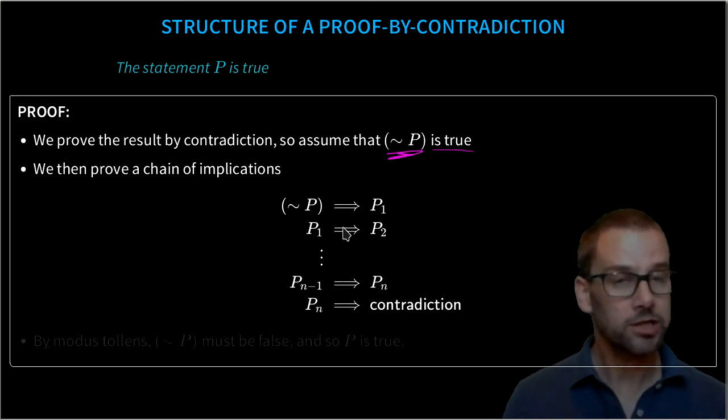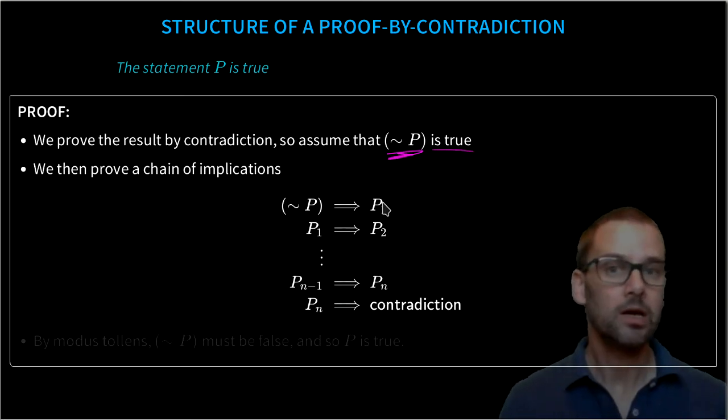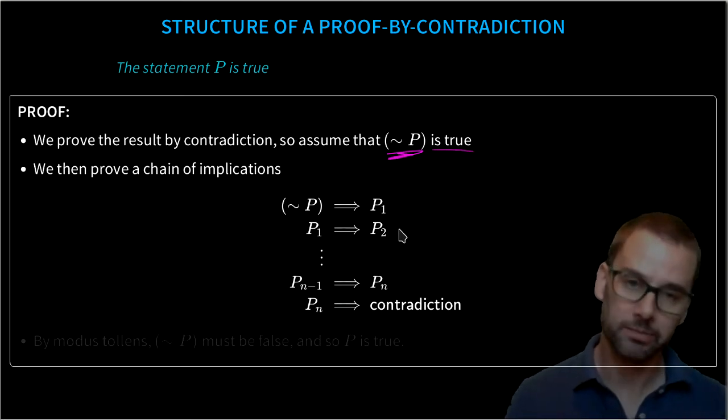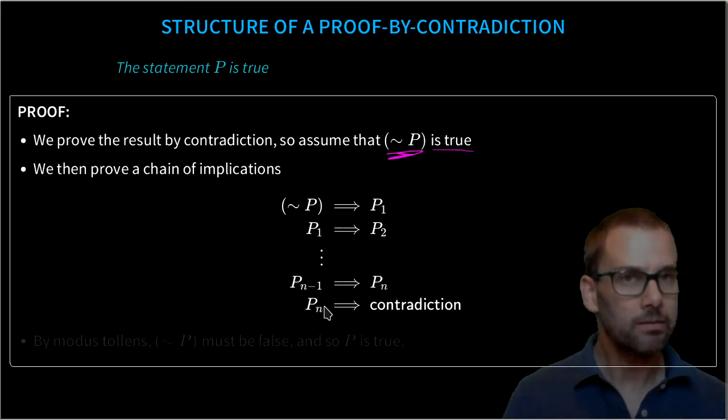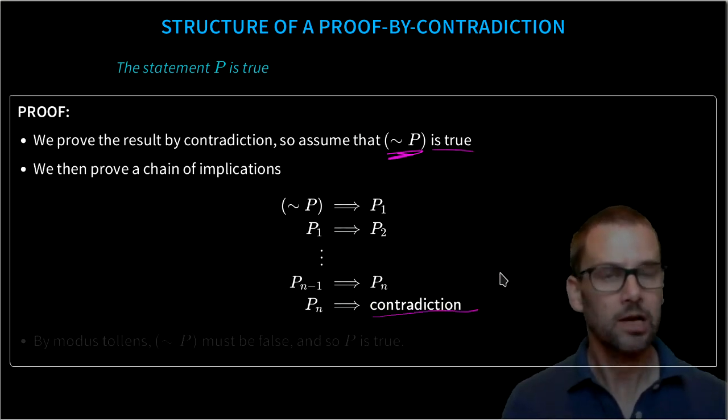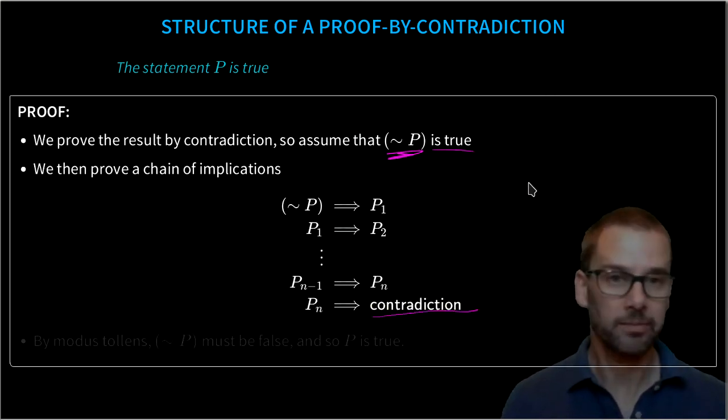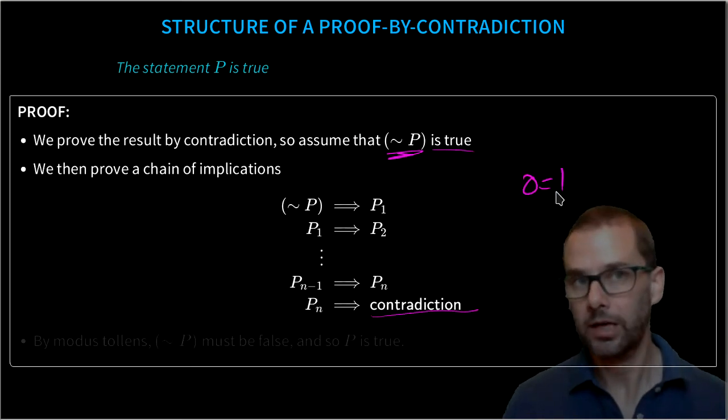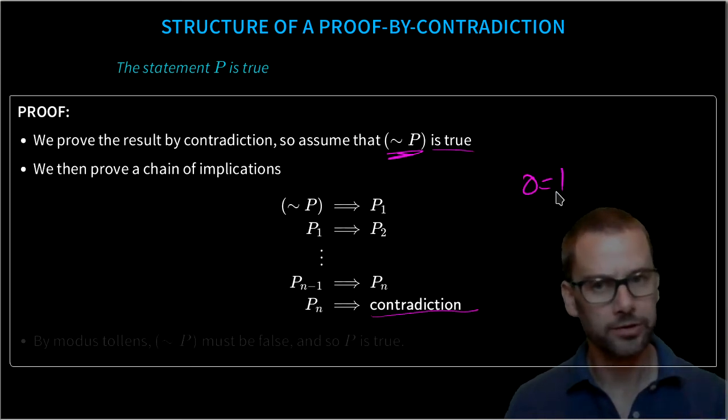So we go through this chain of implications: not P implies P1, implies P2, implies P3 and so forth, all the way to Pn, and then Pn implies a contradiction, a statement that's always false. So something like 0 equals 1. Okay, so a contradiction, something that's always false.